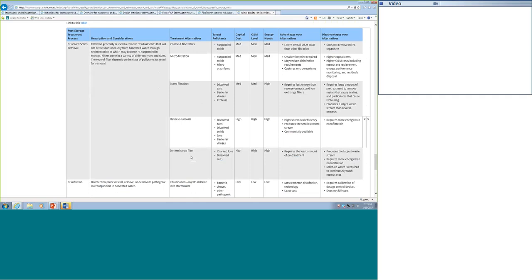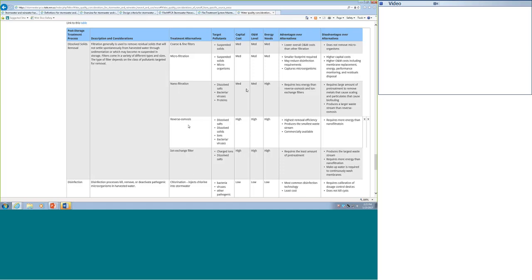So here's where we talk about how you could remove a lot of pollutants, but then it gets at cost. Here it talks about target pollutants. There's a description of capital cost, operation and maintenance level, and energy needs. Some of these are very energy intensive to run these types of filtration systems. And then I really like these two: advantages over alternatives, or disadvantages within the same post-treatment process group. So why would I choose nanofiltration over ion exchange? It helps go through that.